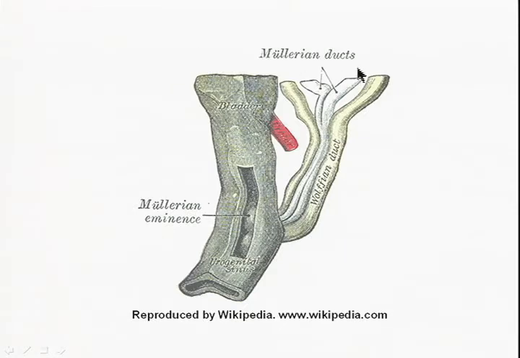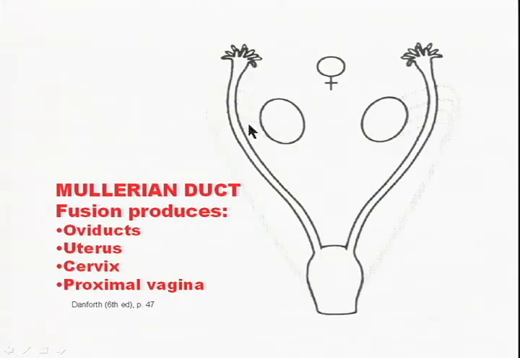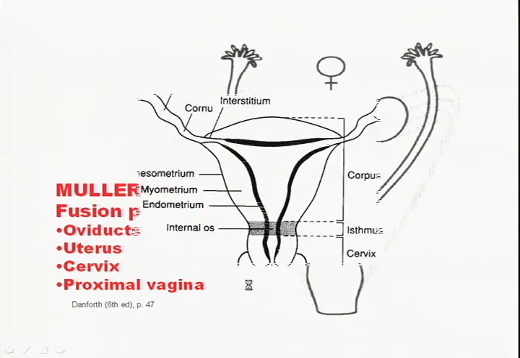This is showing the close relationship in the undifferentiated embryo of the Müllerian duct here and of the Wolffian duct. Now, the Müllerian duct will develop into the uterus in a female. The Wolffian duct will develop into the male internal reproductive organs. The Müllerian duct is initially double, and it fuses. And the fusion of the Müllerian duct produces the oviducts, the uterus, the cervix, and the proximal vagina.